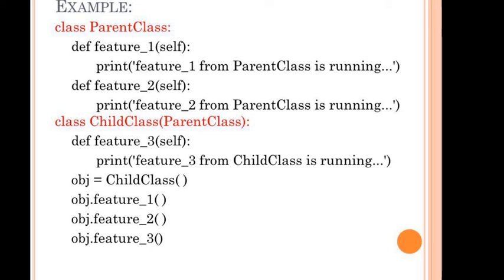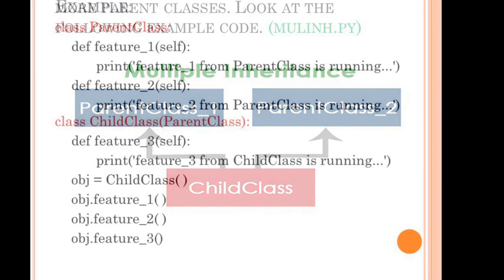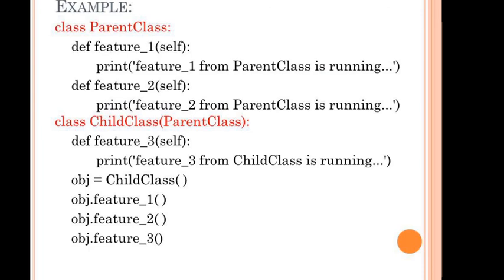When we execute this code, what will be the output? It calls these functions, so it shows the output feature1 from parent class, then it shows the output feature2 from parent class, and at last it shows the statement feature3 from child class is running.